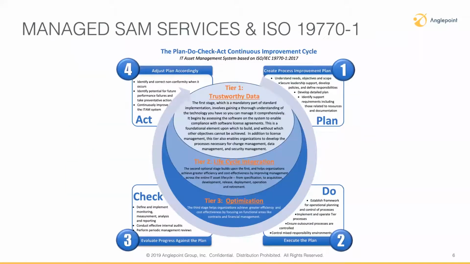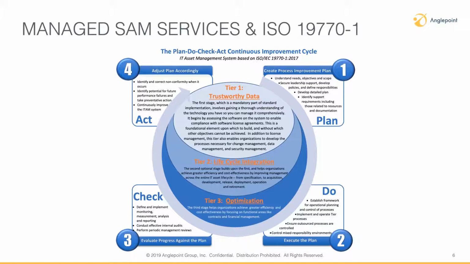From a managed service perspective, what we found is that it really is well aligned with the 19770-1 standard. That standard, and you can see a quick depiction here, is really based on the Deming cycle of continuous improvement, if you've heard that term, or the PDCA, Plan, Do, Check, Act cycle. And it really talks about the management system around software asset management and how that is always a continuous improvement cycle. So it's never a one-off implementation. And when you have SAM, it has to be a continuous improvement cycle.